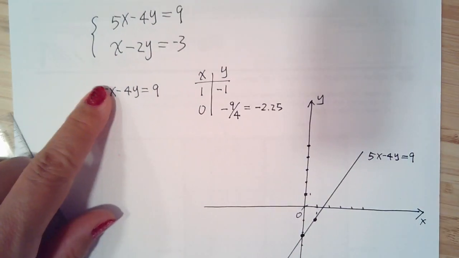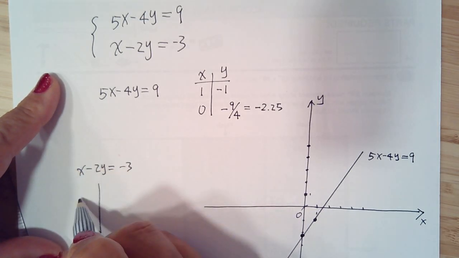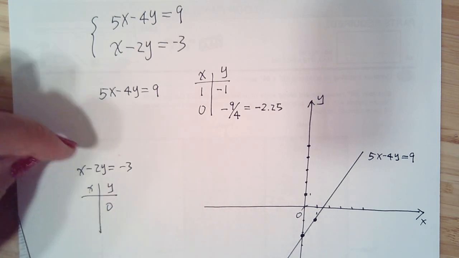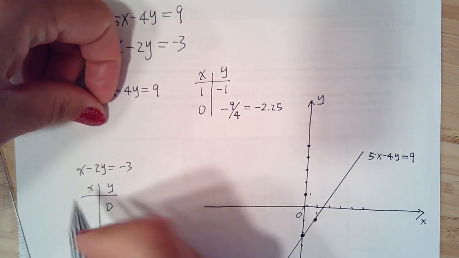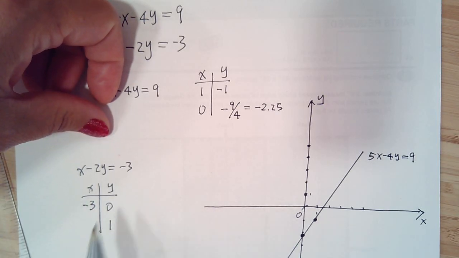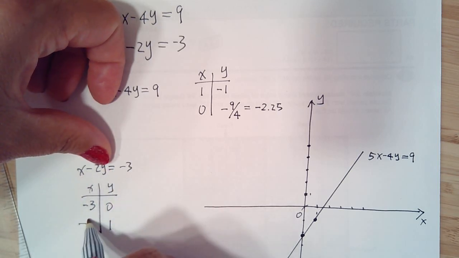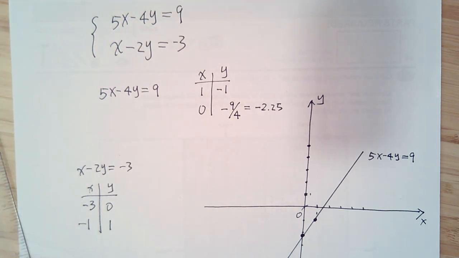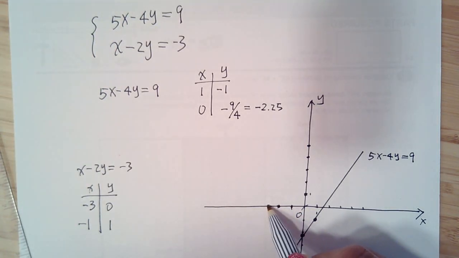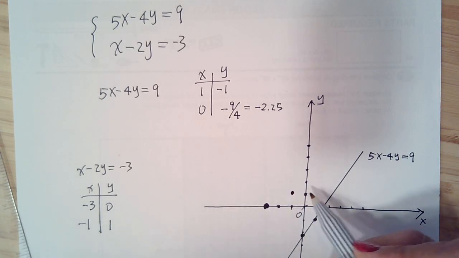x minus 2y equals -3. Okay, so I have an x and a y. I can choose y to be 0. That's easy. Then x will be -3. I can also choose y equals 1. When y equals 1, x minus 2 has to be -3, so x is negative 1. So I get 2 points: negative 3, 0, that's 1 point, and negative 1, 1, that's another point. Did you see that?